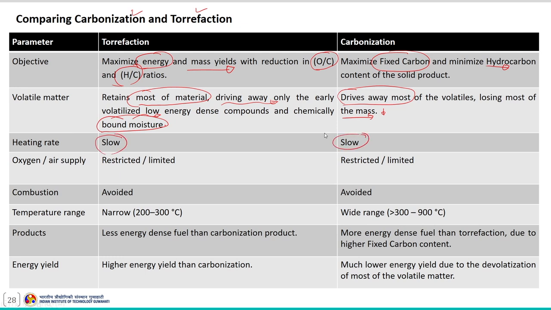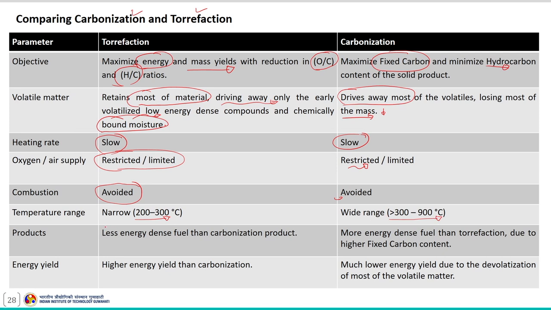Slow heating rate is preferred in the carbonization as well as in the torrefaction process. Regarding oxygen and air supply, it is carried out in a restricted or limited supply of oxygen, or this process also tries to avoid oxygen as well as combustion, whereas in case of carbonization, it takes place at higher temperature but in an oxygen deficient environment. Combustion is avoided here also in the torrefaction process, as I mentioned earlier, and the same is the case in the carbonization process, because then it will lose most of the solid material. The temperature range is 200 to 300 degrees C here, but in carbonization a wide temperature range is used, that is 300 to 900 degrees C.